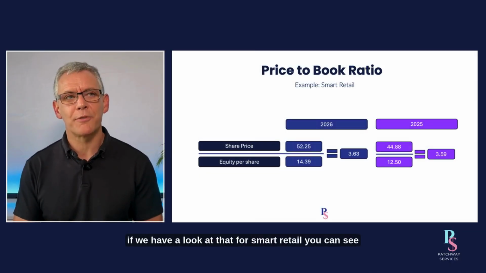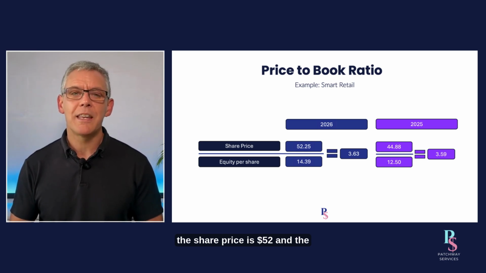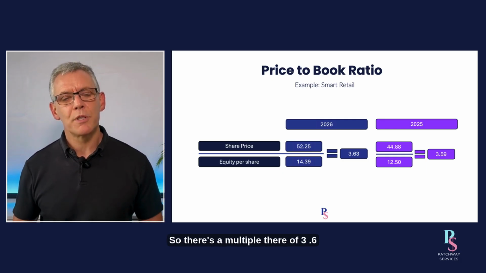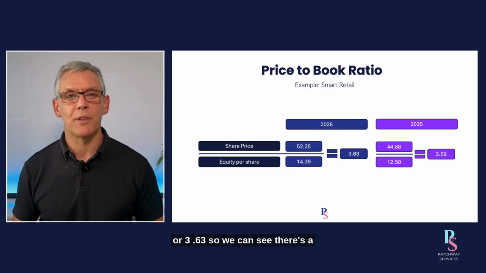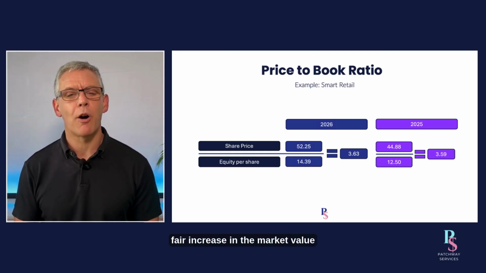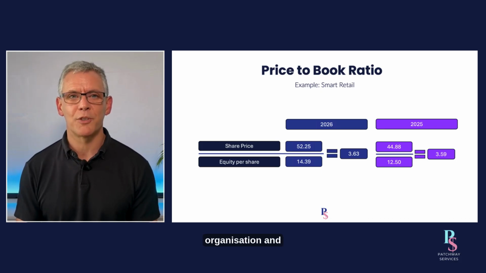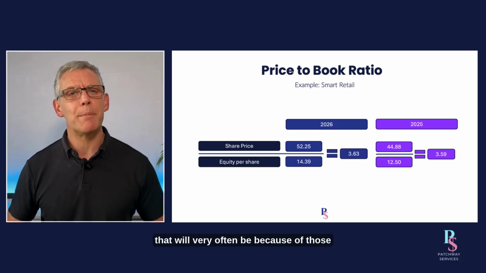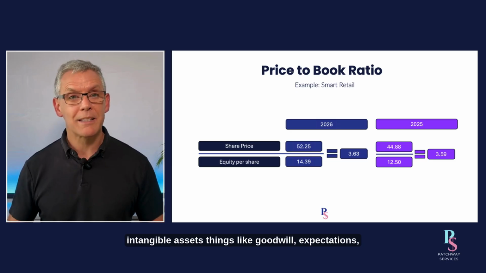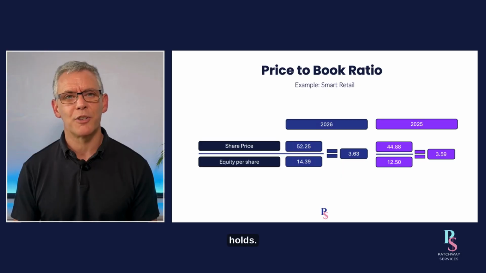And if we have a look at that for Smart Retail, you can see the share price is $52 and the book price per share is $14.39. So there's a multiple there of 3.6 or 3.63. So we can see there's a fair increase in the market value compared to the book value of the organization. And that will very often be because of those intangible assets, things like goodwill, expectations, customer bases, but also could be technology that the organization holds.